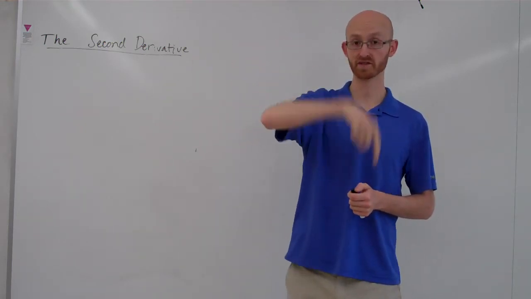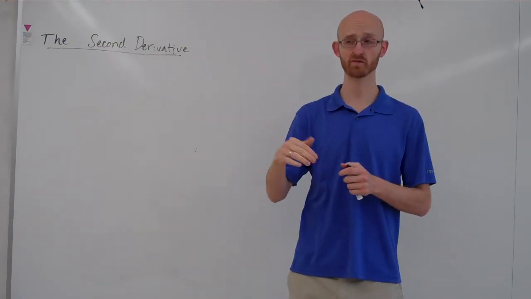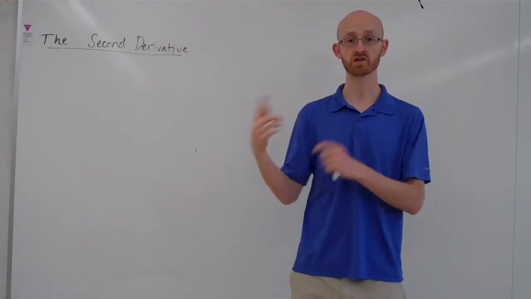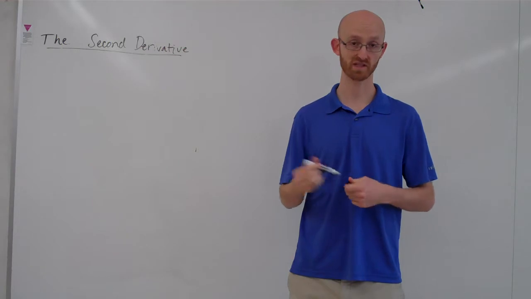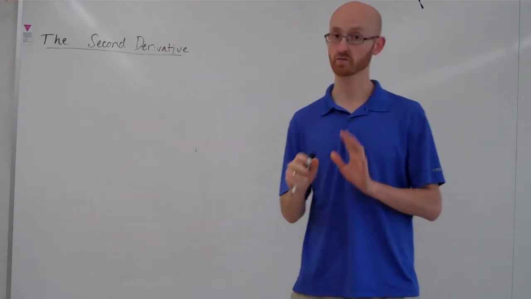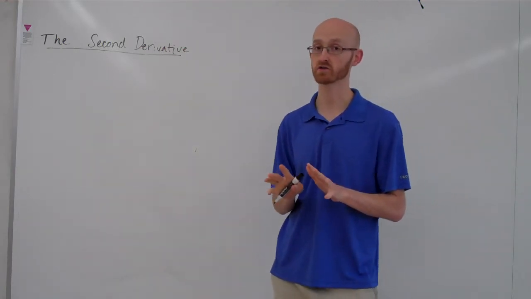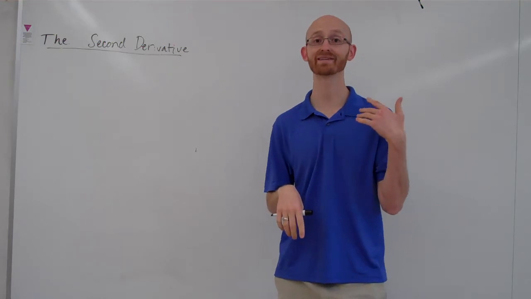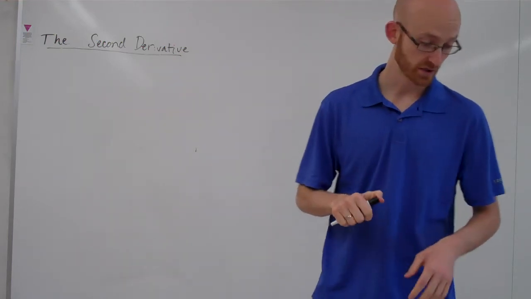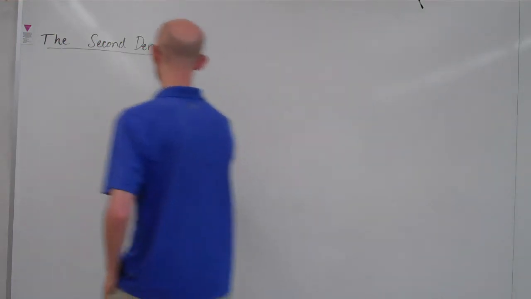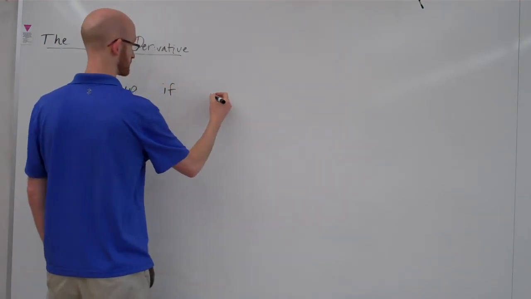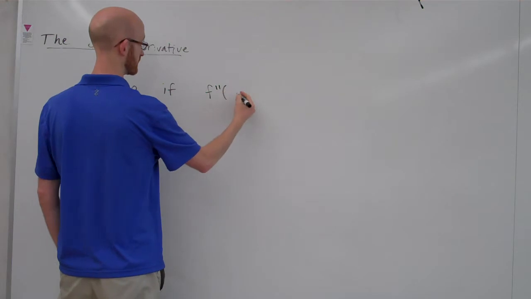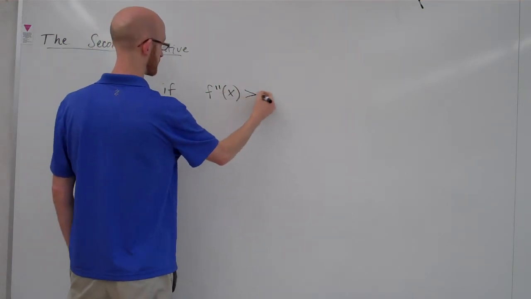If the second derivative is negative, then that means the derivative must have been going down, which means the original function is going to be concave down there. So it doesn't mean the first derivative was negative there, it just means the first derivative was heading down, right? So the test for concavity is, we're going to say it's concave up if f double prime of x is greater than 0.